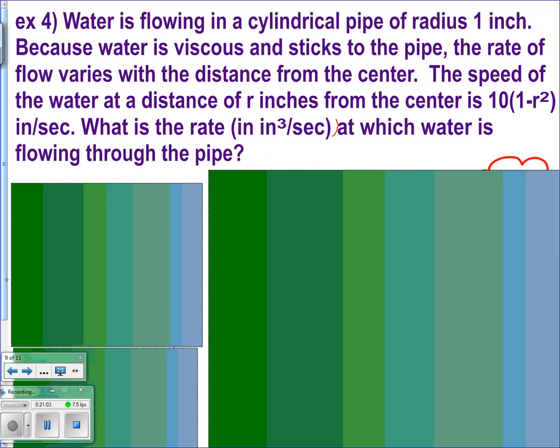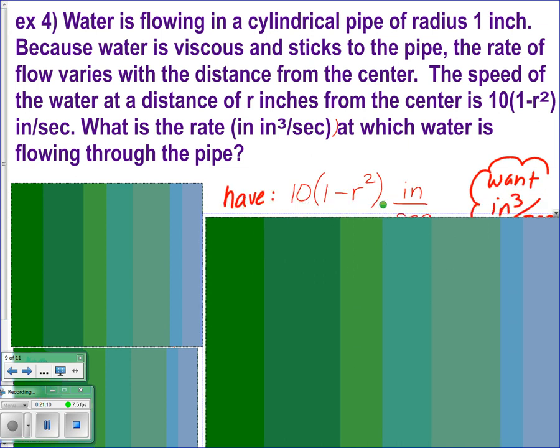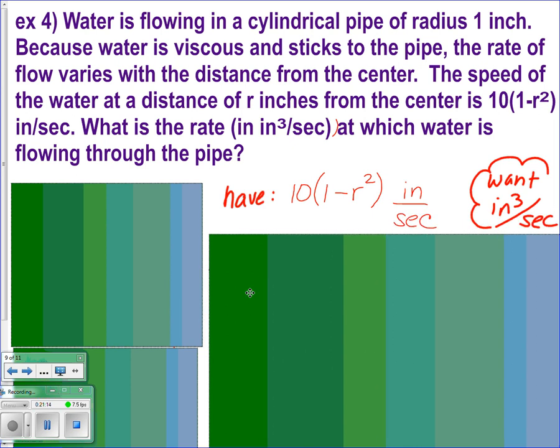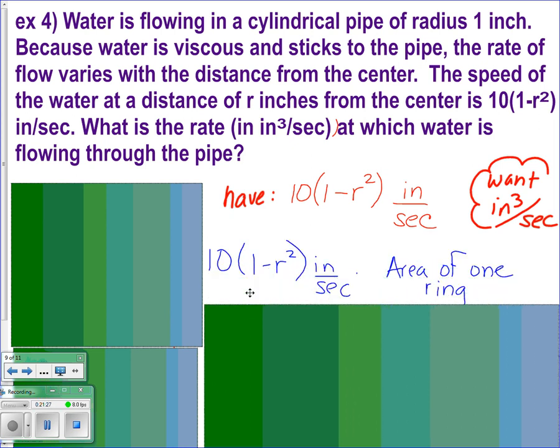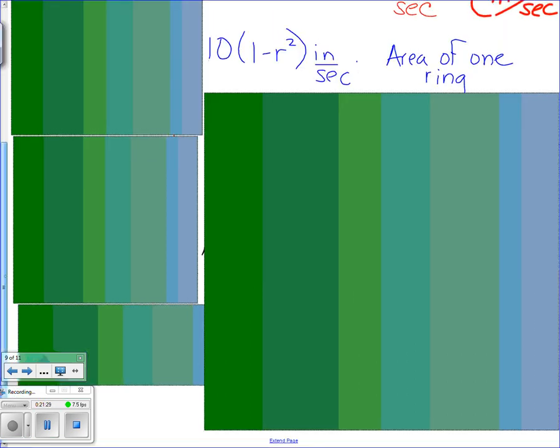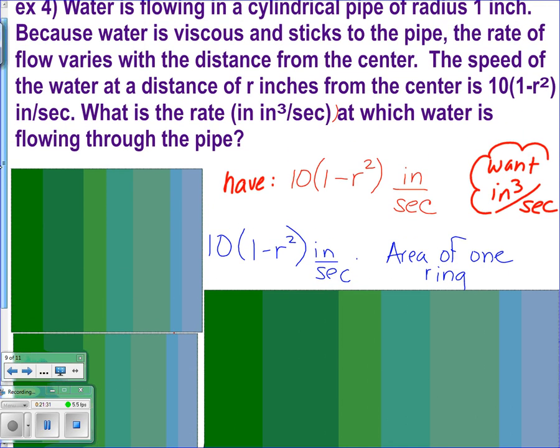The thing that I always look at first is, what do I have and what do I need to get? I know I have the velocity of the water in inches per second, and I want inches cubed per second. So I know I'm going to need to multiply that velocity by an area traveling through this cylindrical pipe, namely a cross-sectional area. Okay? So I know I'm going to have to take that velocity times the area of one ring.